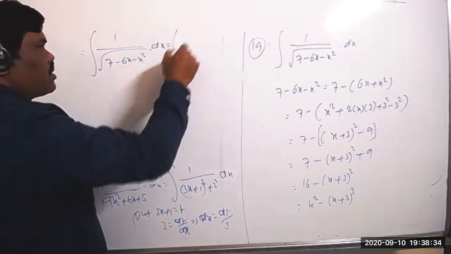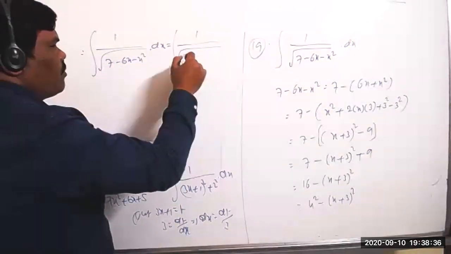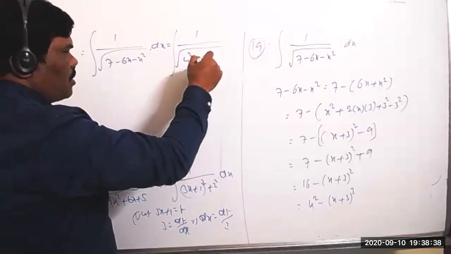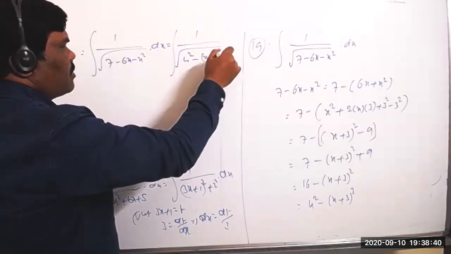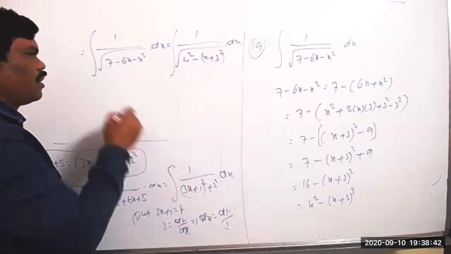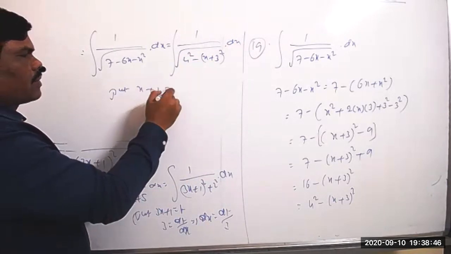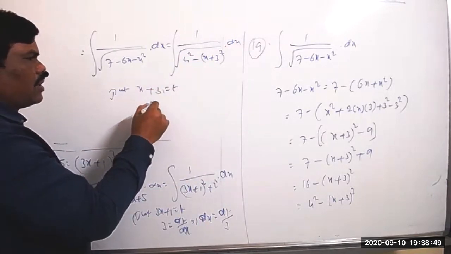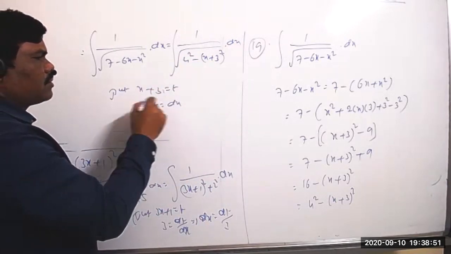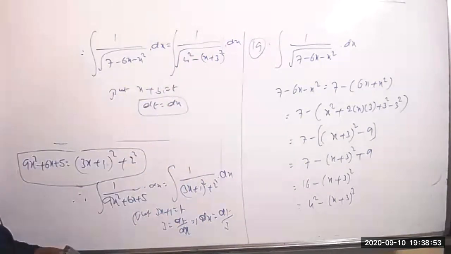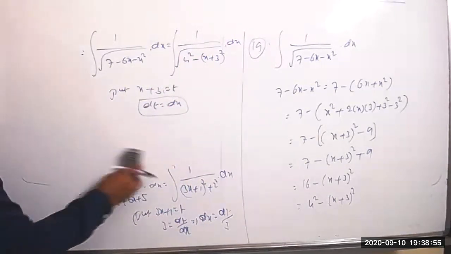Integration of 1 by square root of 4 square minus (x plus 3) whole square into dx. Take it the same way, put x plus 3 equal to t. So dt equal to dx. You can substitute in there now.